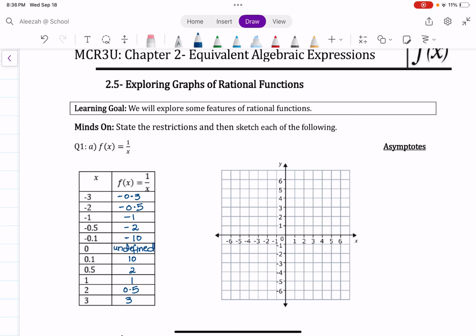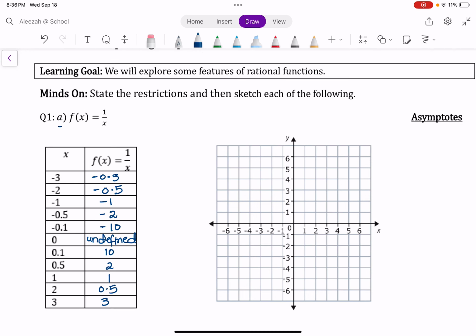So question number 1a is the function f of x equals 1 over x, right? So here, first we have to state the restriction. And we know that when it comes to the restrictions, here we have only one term in the denominator, which is x. So the restriction is x is not equal to 0.